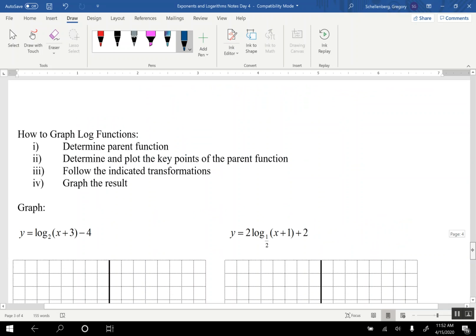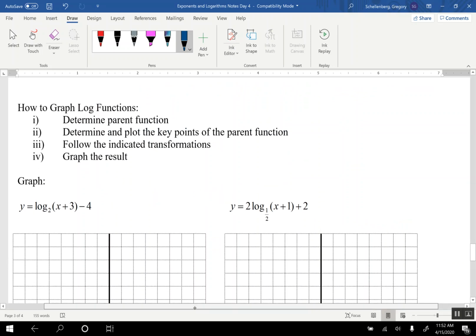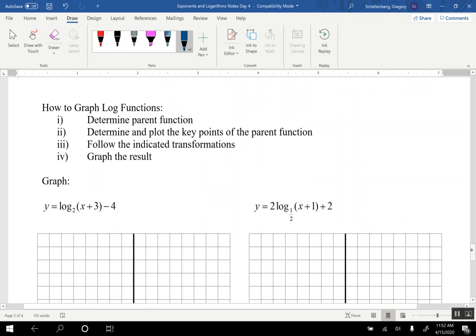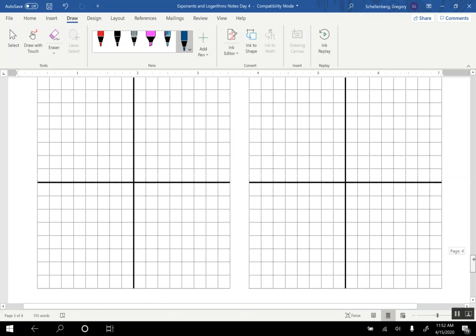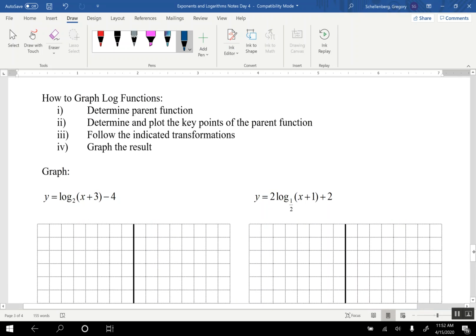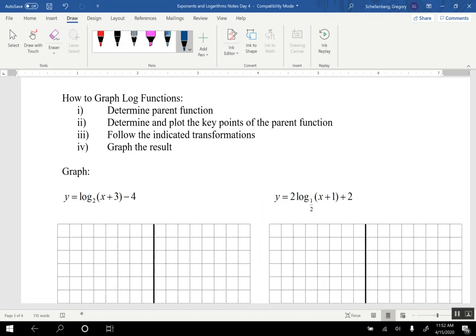All right, so the last thing here, we're going to graph some transformed versions of logarithms. Okay, so how to graph log functions. Determine the parent function. Okay, so what we mean by that is log base 2 of x plus 3 minus 4 is a transformed version of what? Well, it's a transformed version of log base 2 of x.